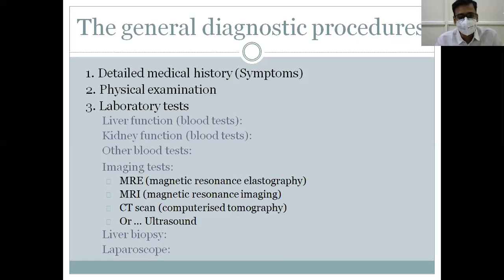Coming to the imaging tests, you usually advise an MRE, that is magnetic resonance elastography, MRI, magnetic resonance imaging of the abdomen, CT scan, or an ultrasound. Out of all these, ultrasound is the investigation of choice. And when you are not able to come to a diagnosis of the cause or the reason for the cirrhosis, you go for a liver biopsy.